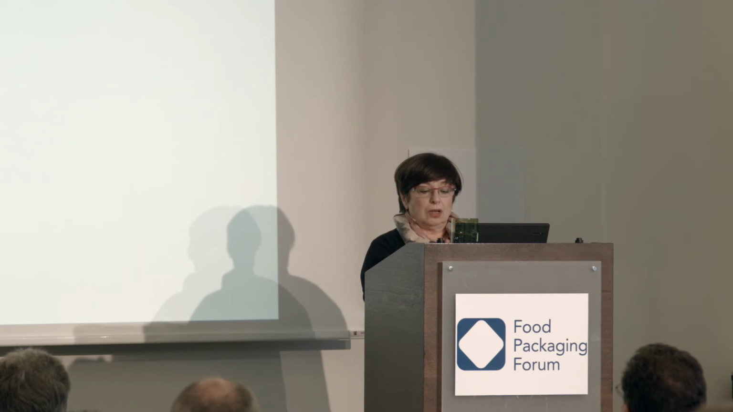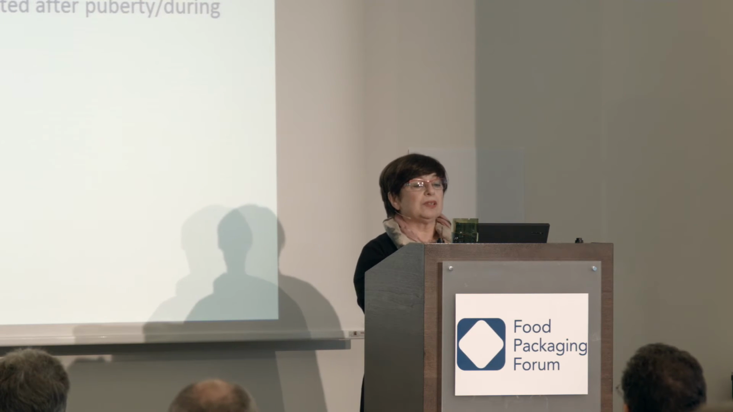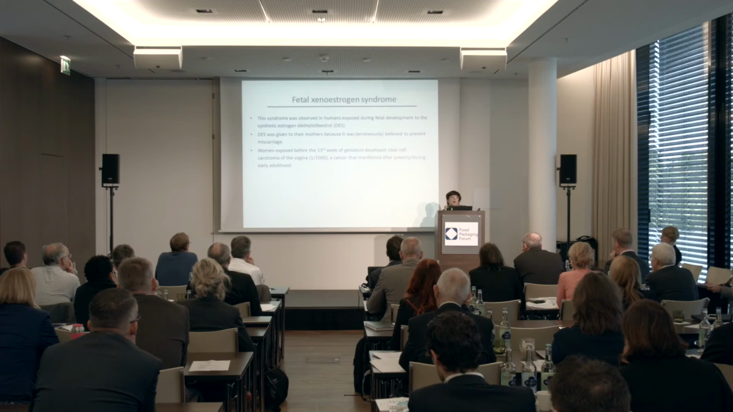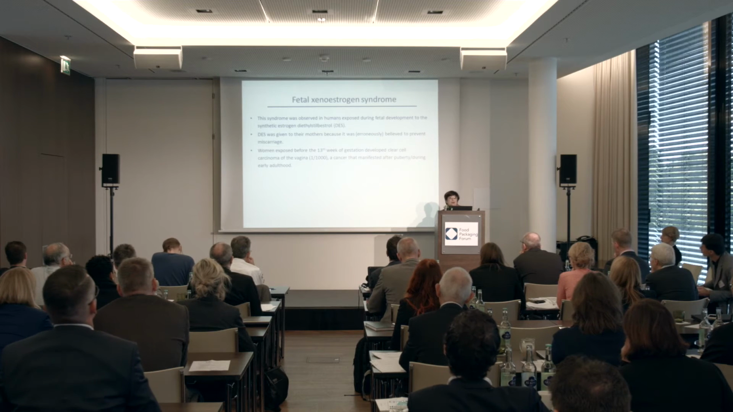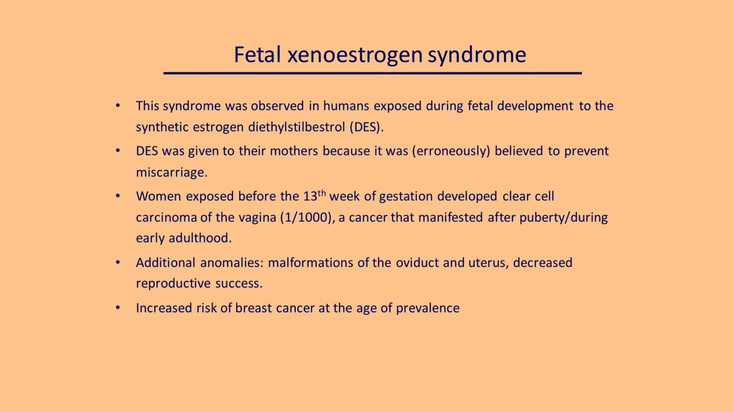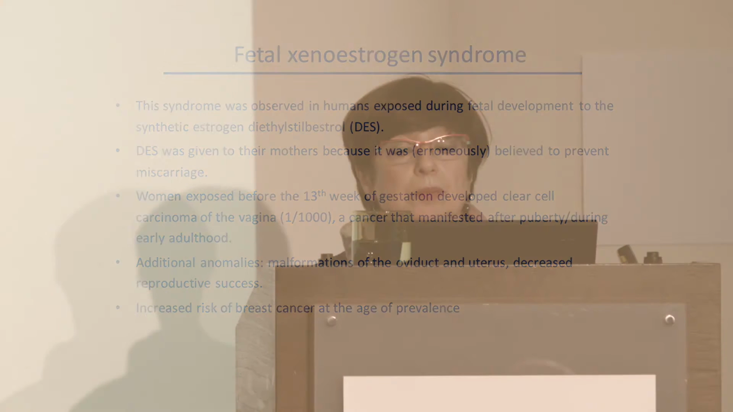DES administered before the 13th week of gestation induces or provokes clear cell carcinoma of the vagina that manifests in young adults. It also produces anomalies of the oviduct and uterus and decreased reproductive success. It increases the risk of breast cancer at the age of prevalence, so that is when these women turn 50.